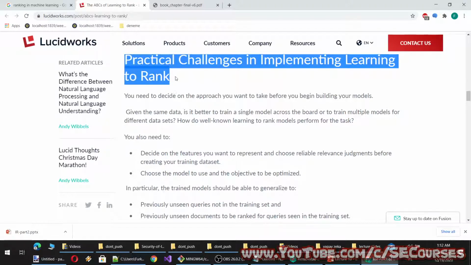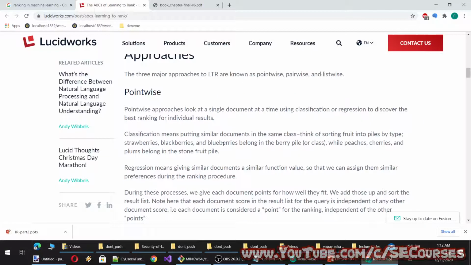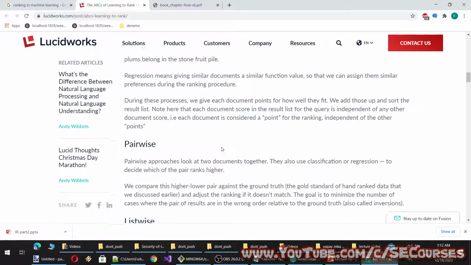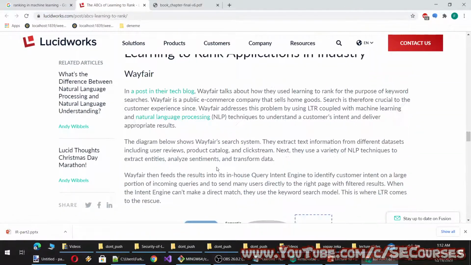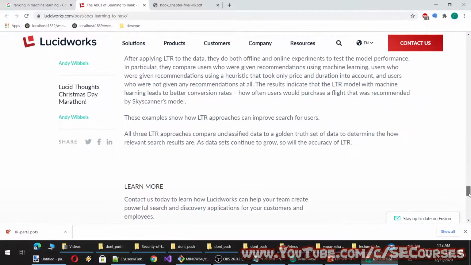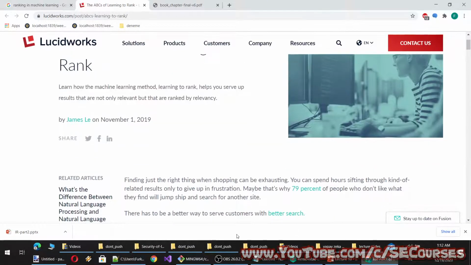Okay, so let's, I think, read this article as well, because this one looks like a really good article. Yeah, I will read this article. Taking a pause.